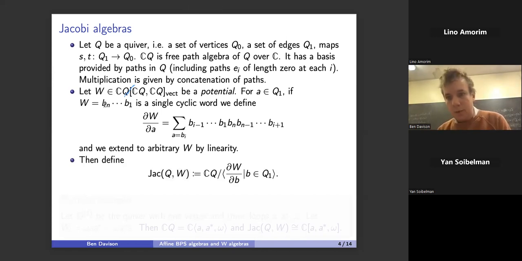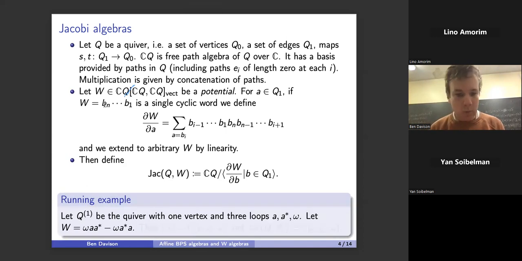Then the Jacobi algebra is defined to be the quotient of the free path algebra of Q by the two-sided ideal generated by all of the non-commutative derivatives. I'm not sure how much sense that makes without an example. And luckily for this talk, we really only need one example. So Q3 is the quiver with one vertex and 3 loops, which I denote A, star, and omega.